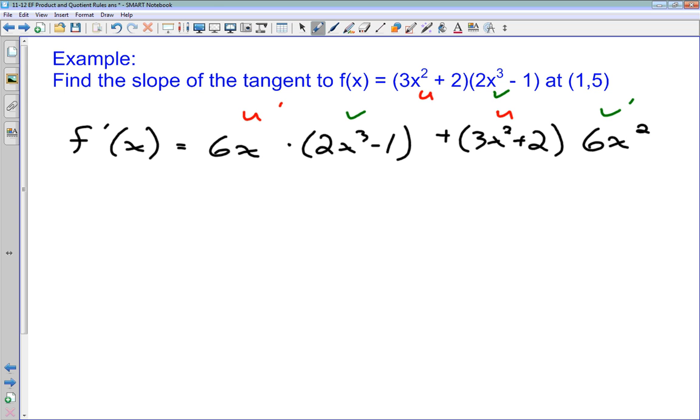So that's our derivative. Now, what do we want to do with this derivative now that we've found it? We want to use it to find the slope of the tangent at this point 1, 5. So what should we do from here?